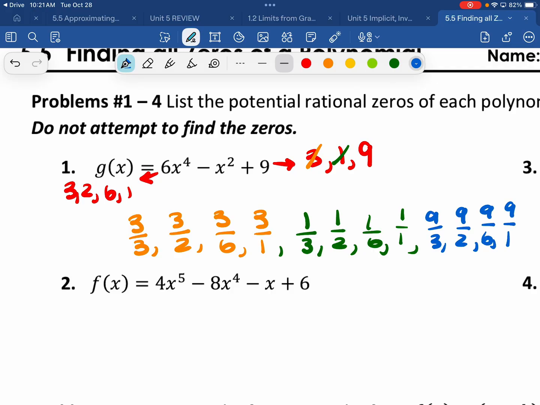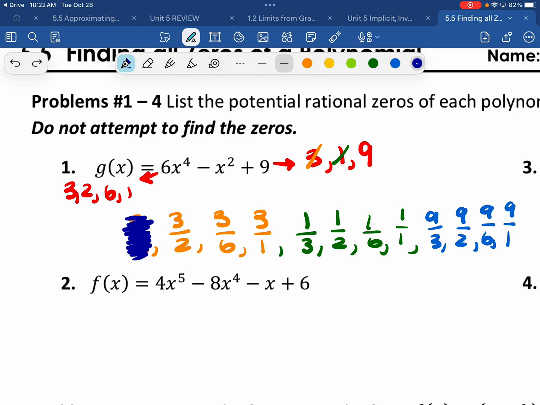All right, now sometimes stuff repeats, and we don't want to have repeating numbers here. So let's check some of these fractions, especially the fractions that reduce. What does 3 over 3 reduce to? 1 over 1. And do I already have that somewhere else? Yeah, right here. So I'm going to take off this one. We don't need it. It repeats.